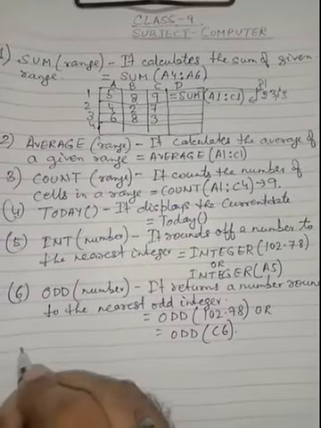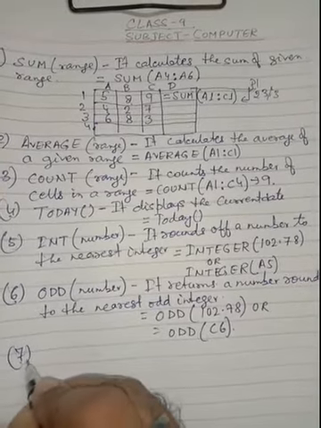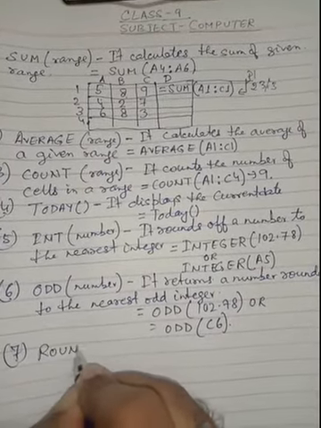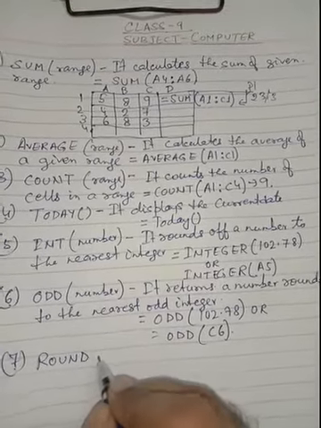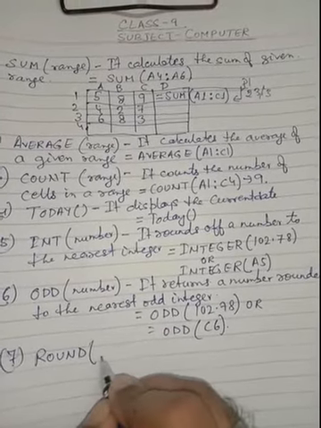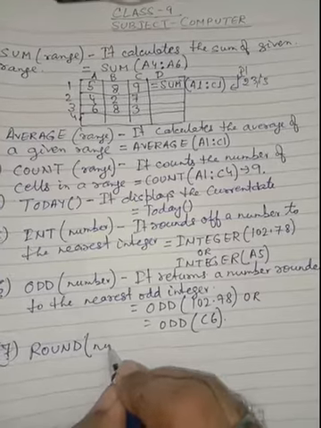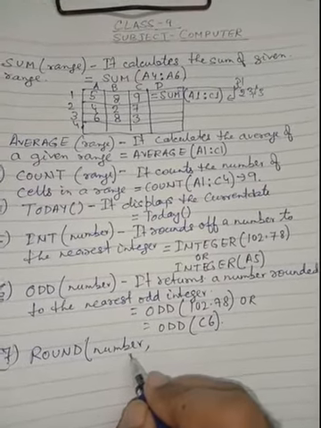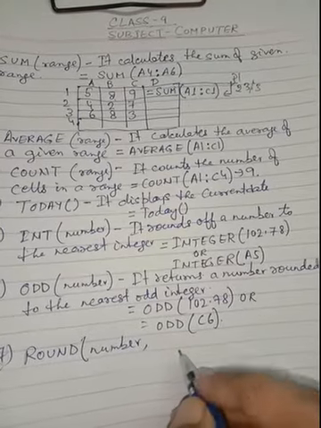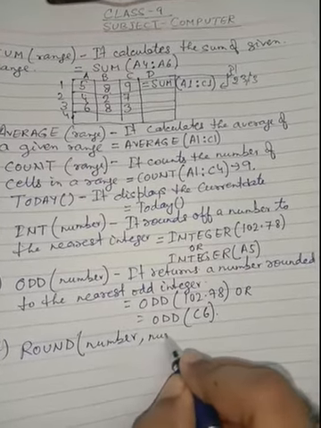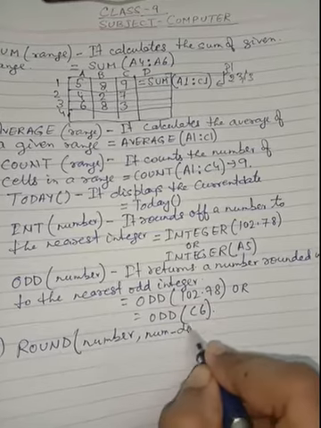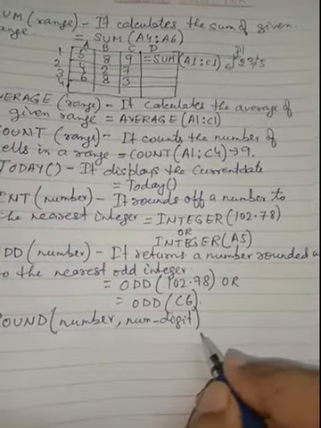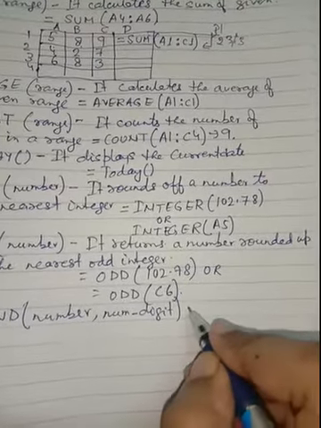The next function that we have is ROUND. So what are the things that are given in the bracket over here? First of all, the number that we have to round off, and the number of digits, number underscore digits. So what does it do? It rounds off a number to a specified digit.